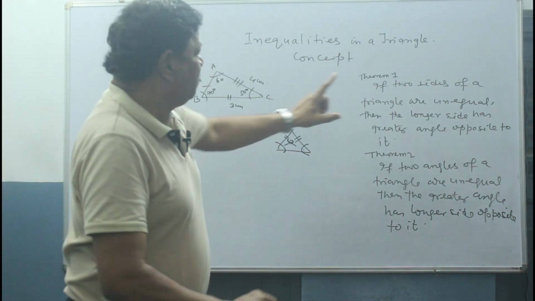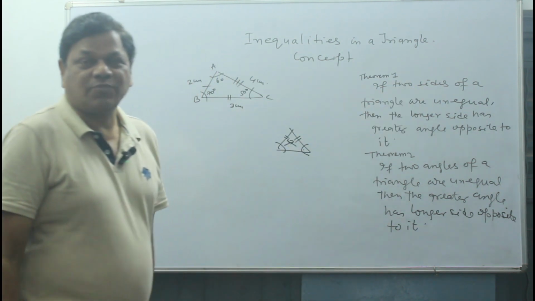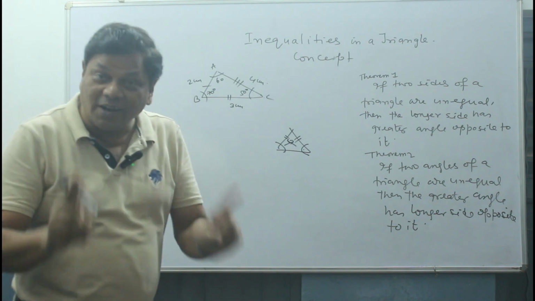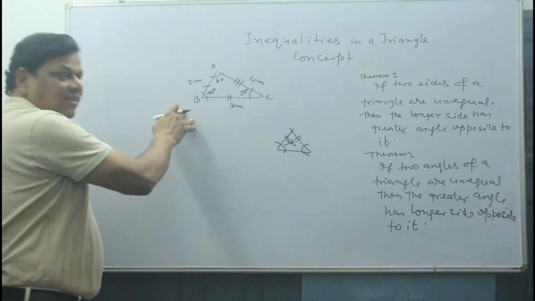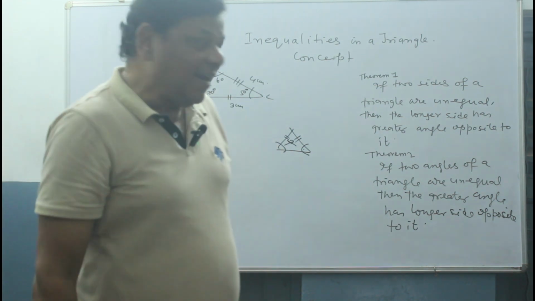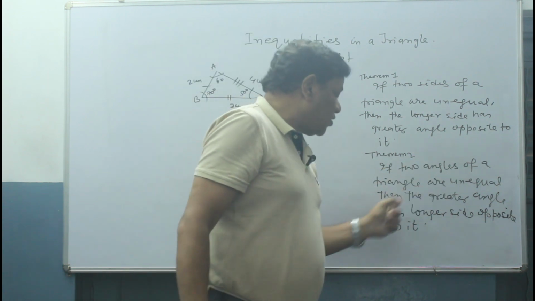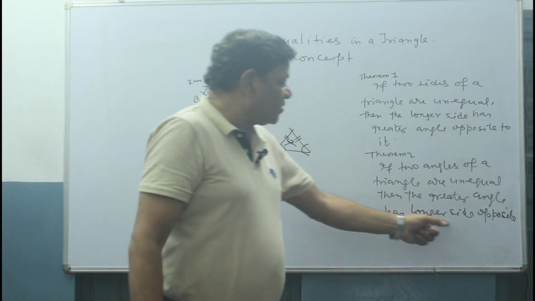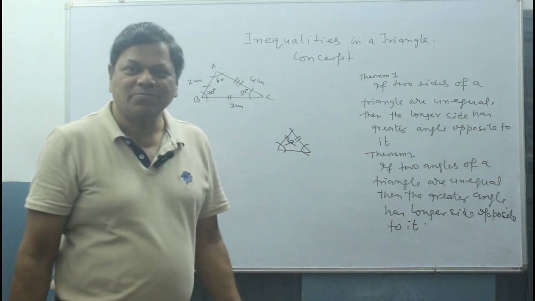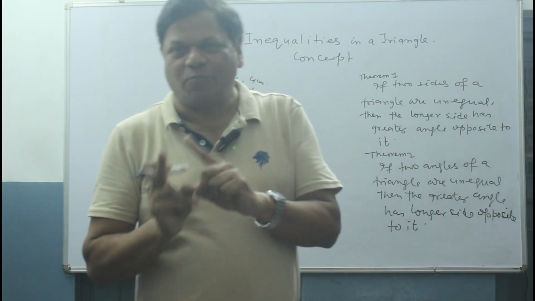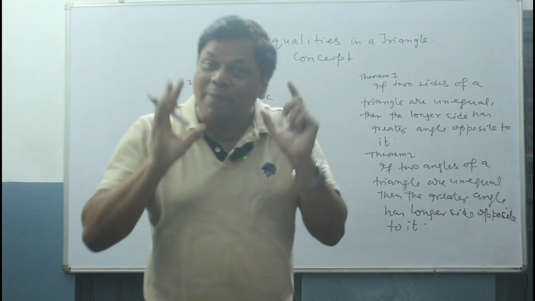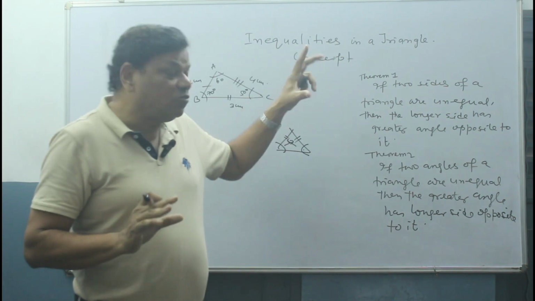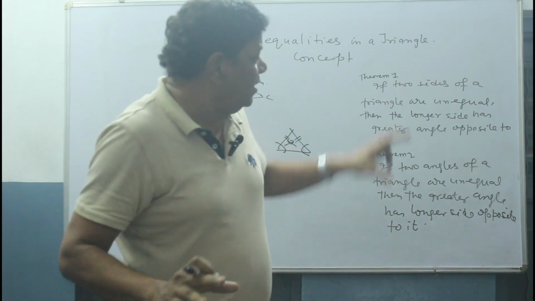What is the first theorem? If two sides of a triangle are unequal, then the longer side has a greater angle opposite to it. This is the longer side, its opposite angle should be greater. Okay? And another one is that if two angles of a triangle are unequal, the greater angle has the longer side opposite to it. Just reverse to each other. If the side is longer, its opposite angle is greater. Another way we can say, if the angle is the greatest angle, its opposite side is greatest. So these two you have understood. Now one by one I have to explain both the theorems.